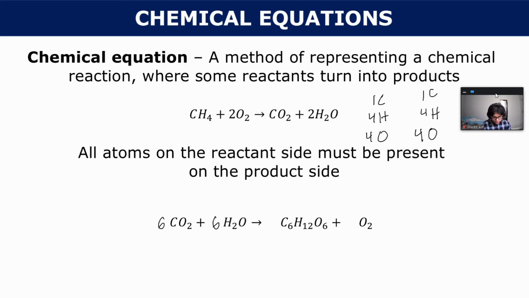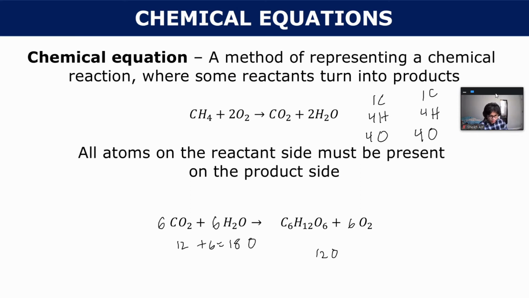So the hydrogens are balanced, but let's count the oxygens. There's 12 oxygen on this side, and 6 oxygen, so 18 oxygens on this side. But on this side, you only have 6, and then we need to add a coefficient on the O2 to balance everything out. We're going to need 12 more oxygen, so there's going to be a 6 here.